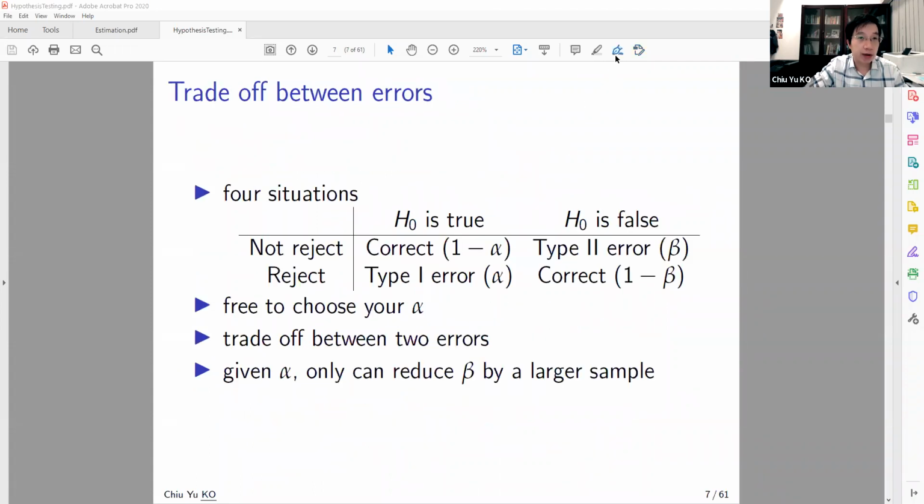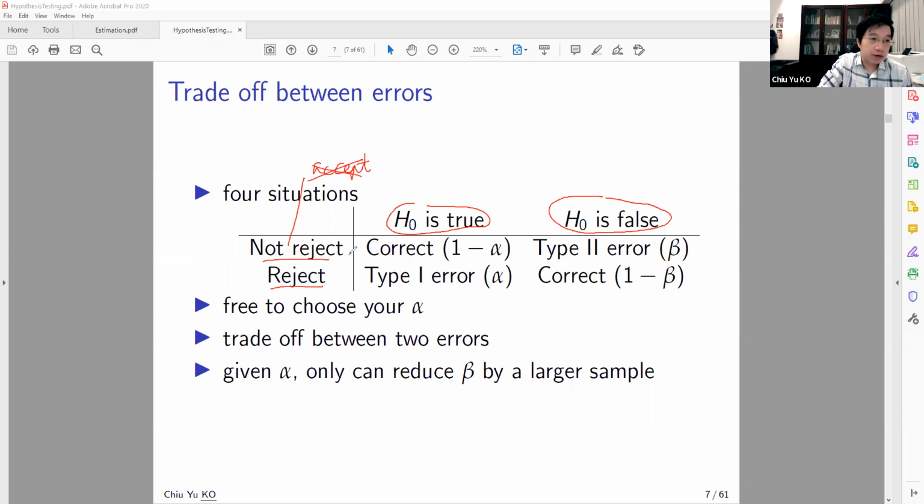So here is something we probably need some understanding of. There are four situations. The null is either true or false. When you make a decision, you either reject the null or not. Do note that we don't say accept. We never say accept; that's terminology. Either we reject or fail to reject.